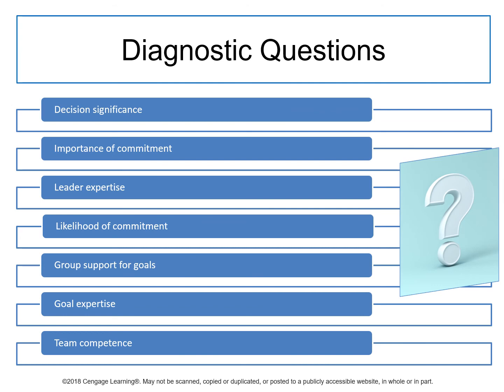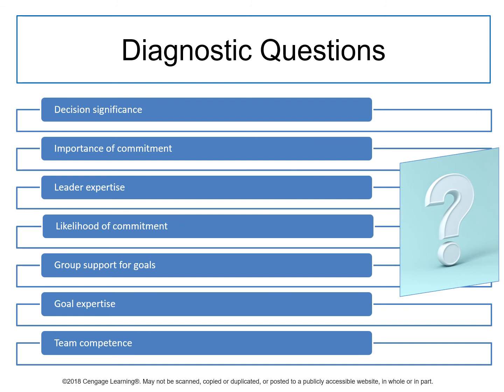Likelihood of commitment is what the fourth diagnostic question revolves around. If the leader were to make the decision alone, would subordinates have high or low commitment to the decision? How invested would they be? If subordinates typically go along with whatever the leader decides, their involvement in the decision-making process will be less important.